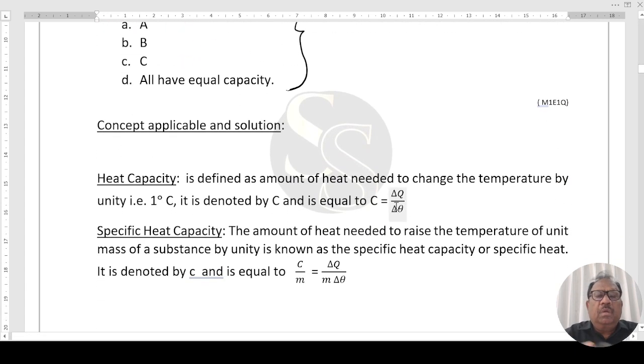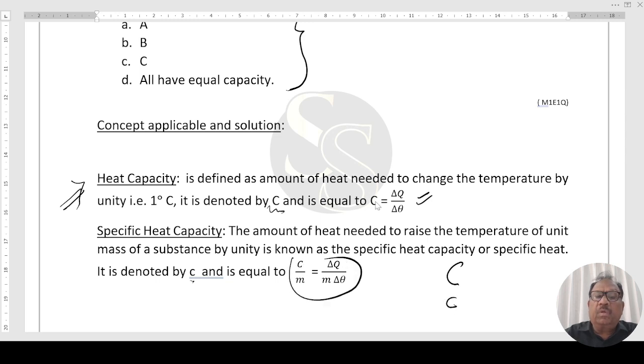Concept applicable in solution. What is heat capacity? It is defined as the amount of heat needed to change the temperature by unity, that is 1 degree centigrade. It is denoted by capital C and is equal to delta Q by delta theta. And what is specific heat capacity? The amount of heat needed to raise the temperature of unit mass of a substance by unity is known as specific heat capacity or specific heat. It is denoted by small c. One is capital C, one is small c, and that is equal to capital C by m. This is the formula.